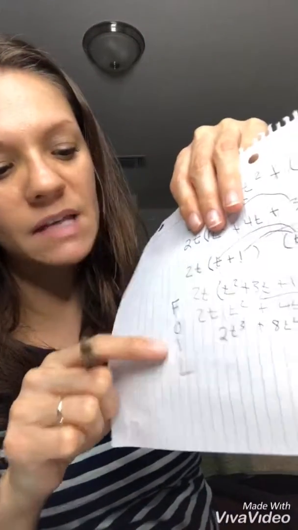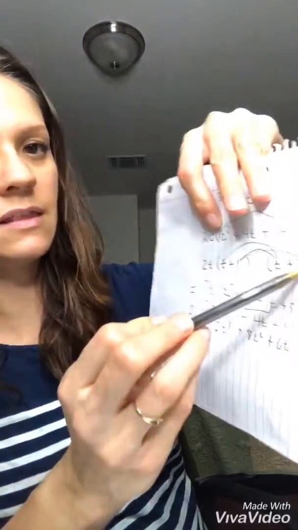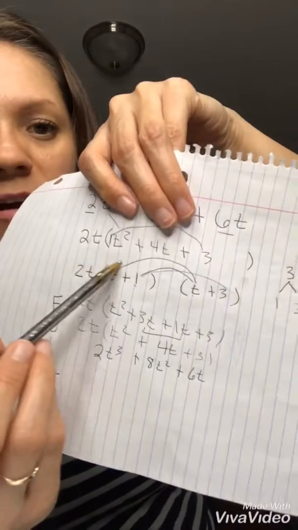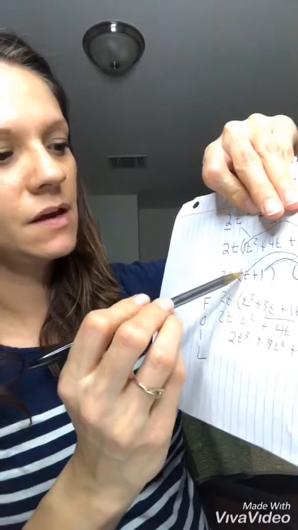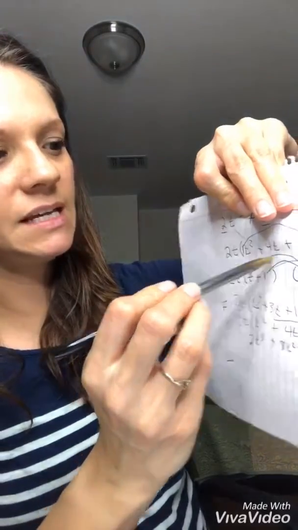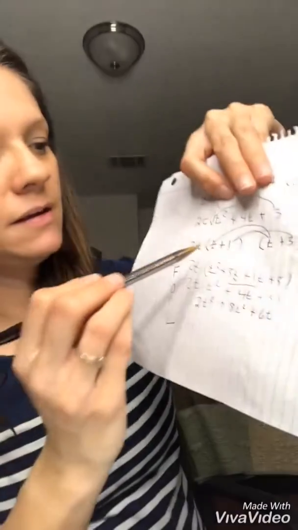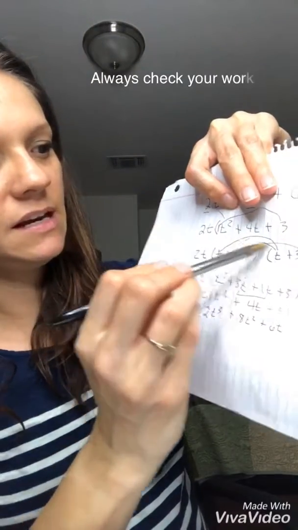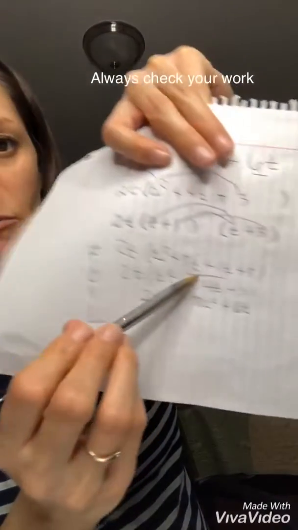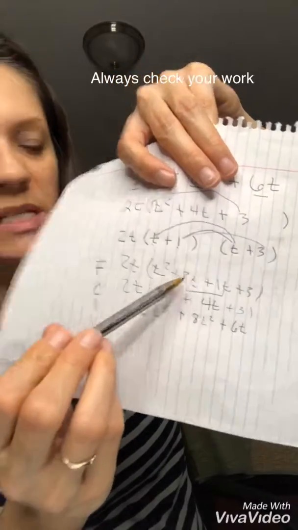But you're going to want to check your work, and you do that using the FOIL method. I'm just going to use this example because my pen's run out now. First, outside, inside, last, okay? So you're taking your answer and now you are checking it. So I'm going to take my first, t times t is going to equal t squared, okay? And then my outside, t times 3 is going to equal 3t.